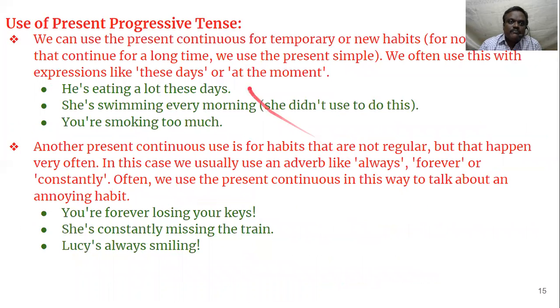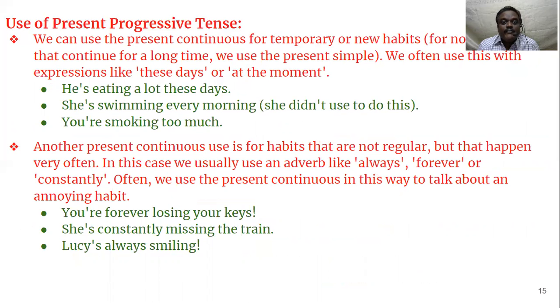Then use of present progressive tense. We can use present continuous for temporary or new habits. For normal habits that continue for a long time, we use present simple. We often use this with expressions like these days. I told you, temporary habits. He is eating a lot these days. Usually he doesn't eat a lot, but for the past 2 or 3 days, he is eating a lot.